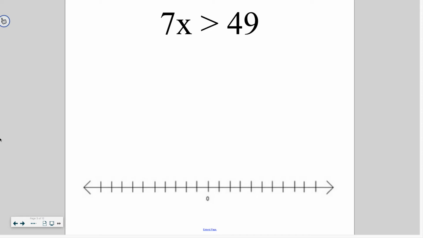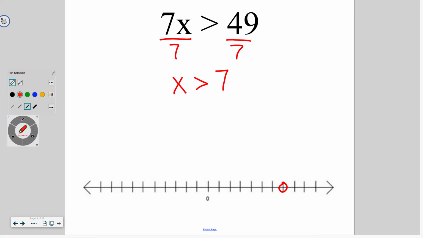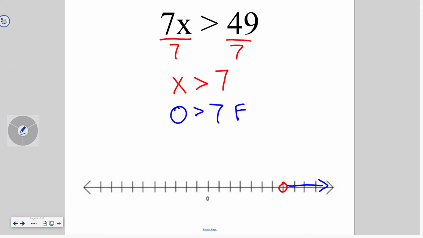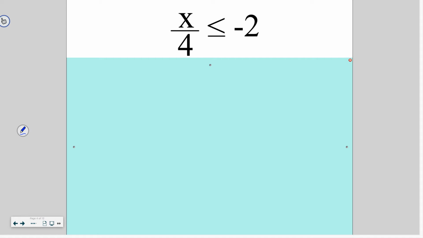So in order to get rid of multiplication, we're going to go ahead and use division. And I get my inequality to say x is greater than 7. Once again, since we are just looking at greater, that is going to be an open circle at 7. And then when I plug in my test point of 0, 0 is not greater than 7, so I am going to be moving to the right. Go ahead and try this one on your own.